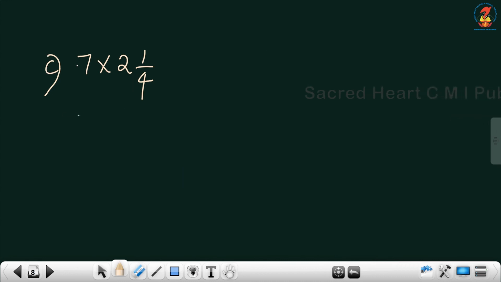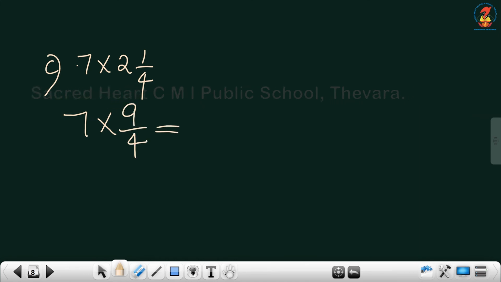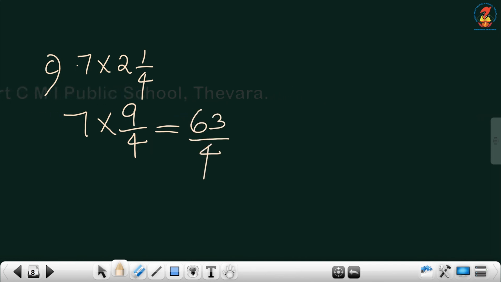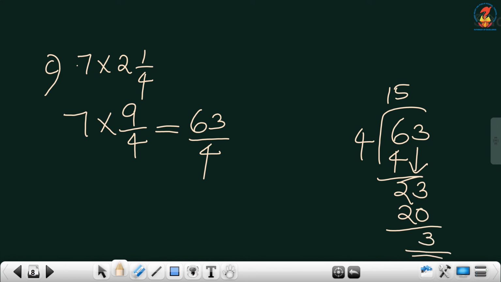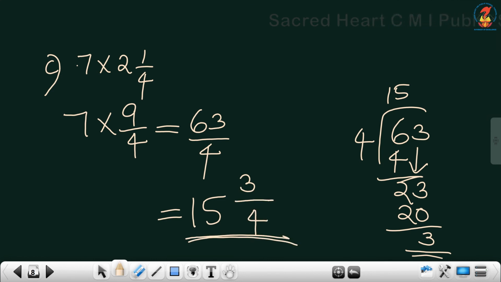Now move to the next question. 7 into 2 1 by 4. Again 7 into mixed number, convert it into improper fraction. 2 4s are 8. 8 plus 1, 9 by 4. 7 into 9, what is the answer? 63 divided by 4. So what is the answer you got? 63 divided by 4. 1 4s are 4. Again remainder, bring down the next digit. 20. What is the answer you got? 3. So what is the final answer? Quotient, remainder by divisor. Clear, children?